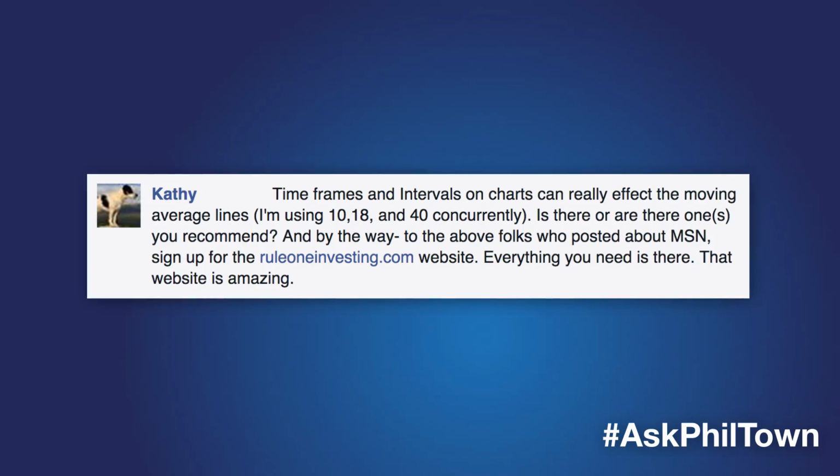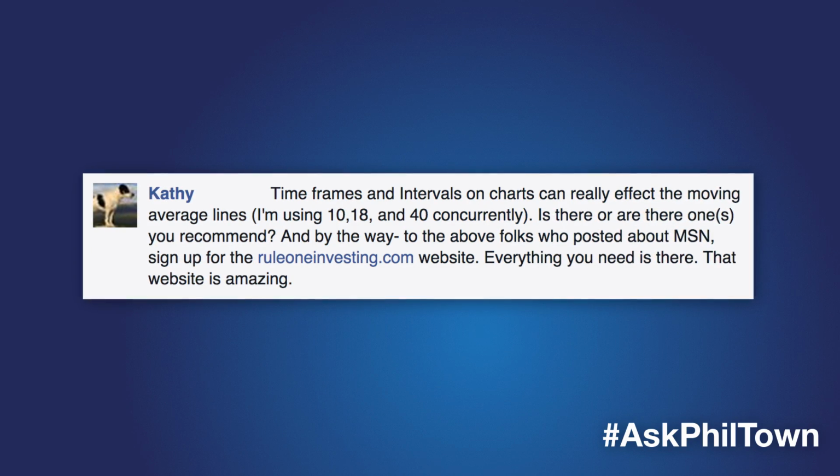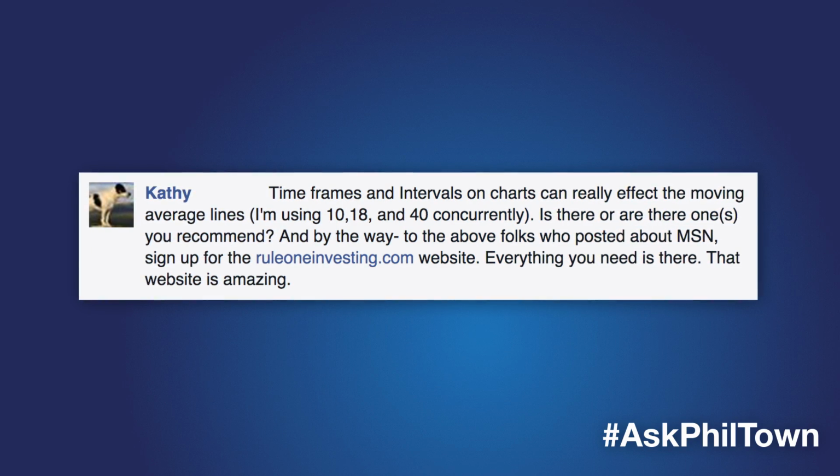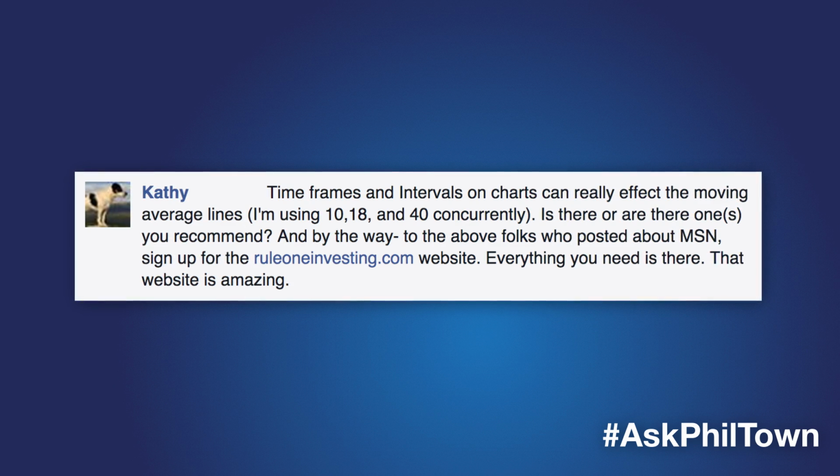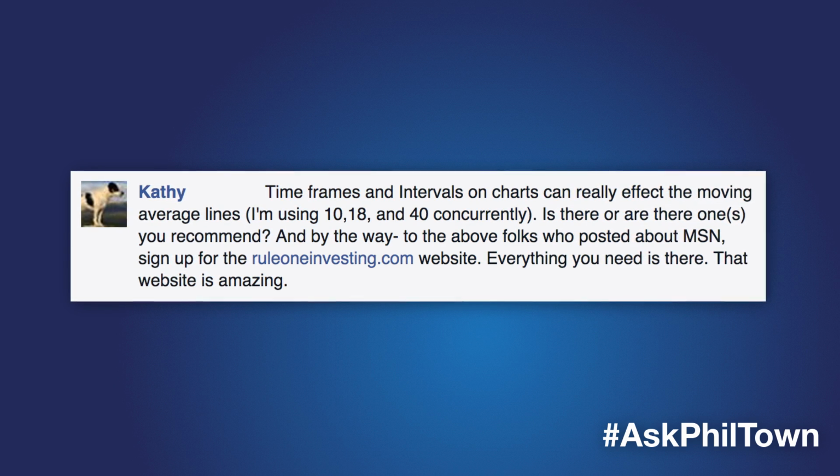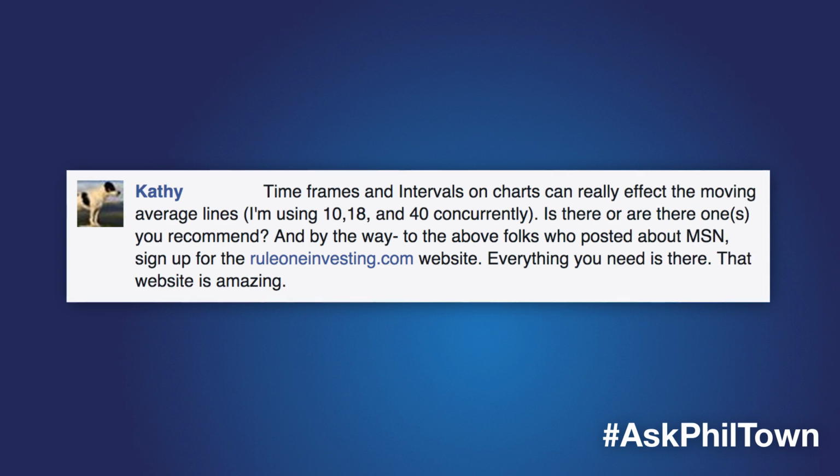Let's begin. Kathy from Facebook asks, timeframes and intervals on charts can really affect the moving average lines. I'm using 10, 18, and 40 concurrently. Is there or are there ones you recommend?